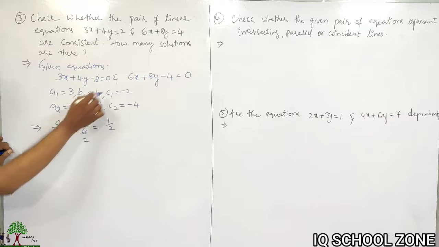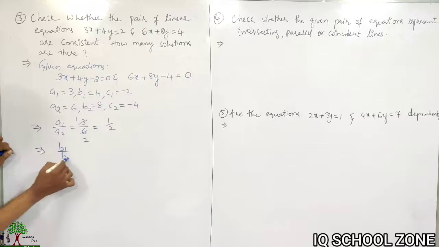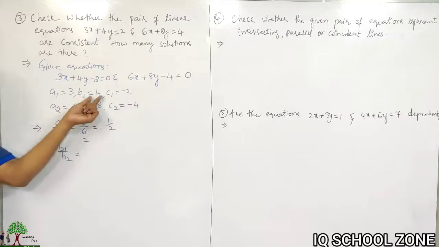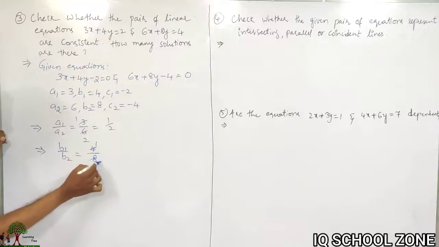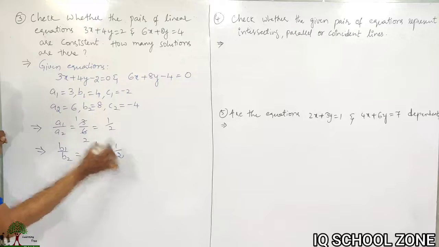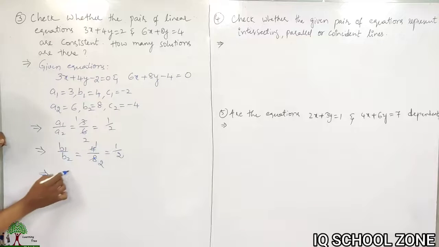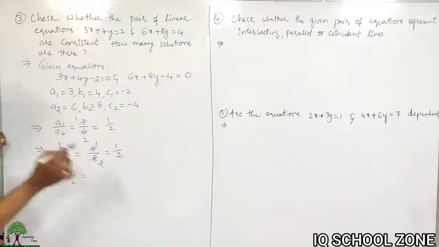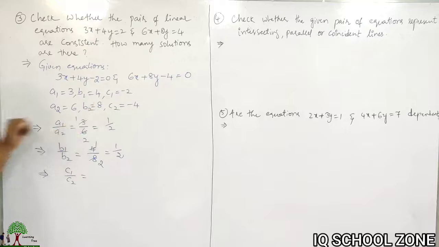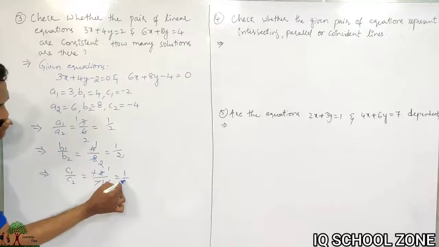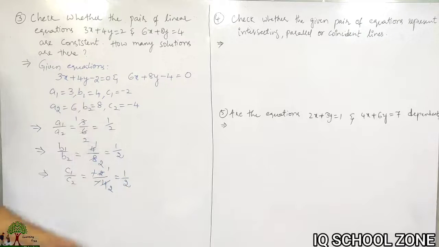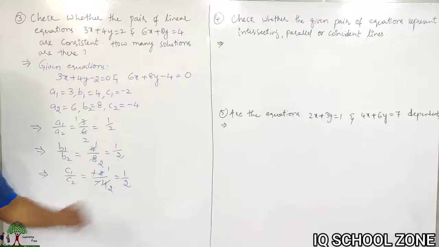Next, b1 by b2. So how much is b1 here? 4 divided by 8. 4 ones are 4, 4 twos are 8. This is also 1 by 2. Next, c1 by c2. c1 is minus 2, c2 is minus 4. 2 ones are 2, 2 twos are 4. So we got all equal. a1 by a2 is 1 by 2, b1 by b2 is 1 by 2, c1 by c2 is 1 by 2.